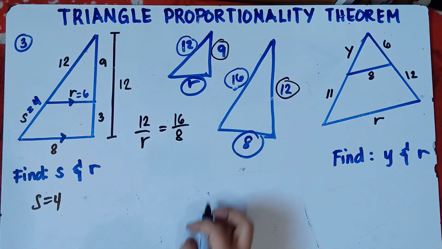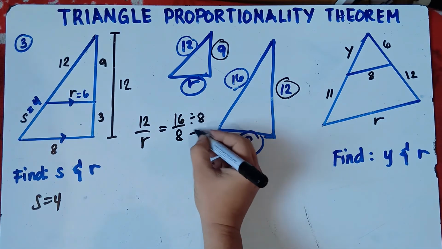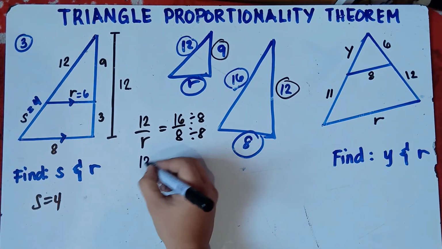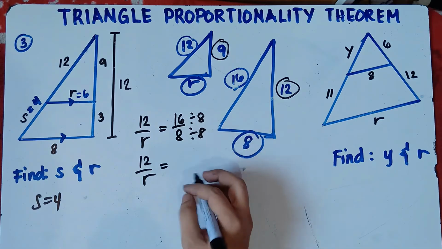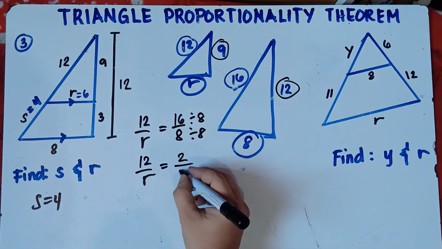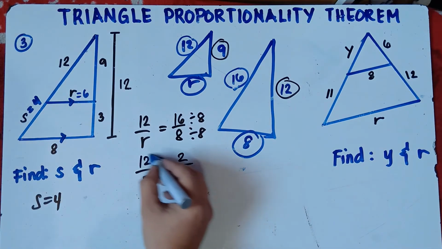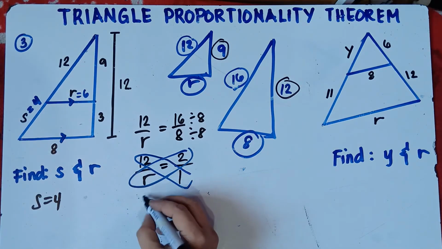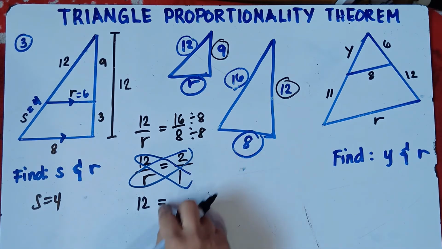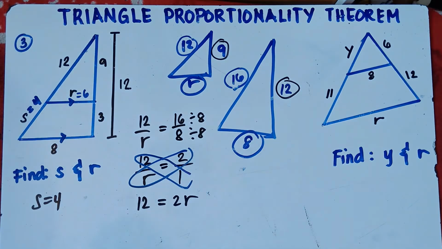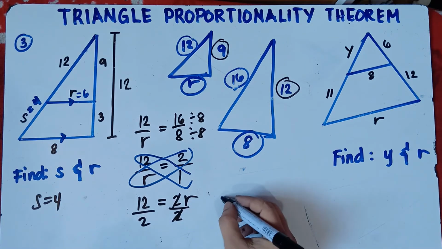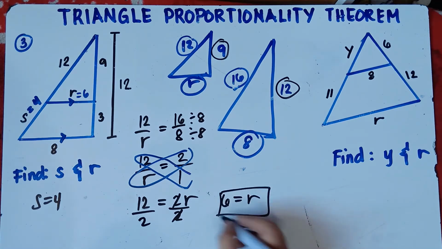So can we reduce 16 and 8? Yep. We can reduce this one by 8, right? The GCF, the greatest common factor, that is 8. So 12 over R is equal to 16 divided by 8, that is 2, and 8 divided by 8, that is 1. Then cross multiply. Let's multiply directly, class. 12 times 1, that is 12, is equal to 2 times R, that is 2R. Then to get the value of R, you divide both sides by 2. Cancel this out. 12 divided by 2, that is 6, is equal to R. Same answer, class.